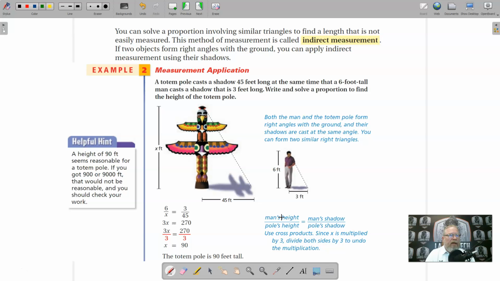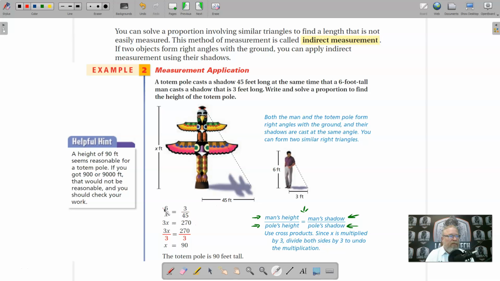We're going to set up a proportion that says the height of the man is to the height of the pole as the length of the man's shadow is to the pole's shadow. Let's start plugging in the numbers. The height of the man is 6 feet, so we have a 6 here. The height of the totem pole is the unknown value, so that's x. The man's shadow is 3 feet, so we plug that in there. And the pole shadow is 45 feet, and we plug that in here.